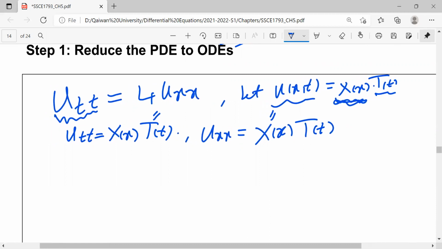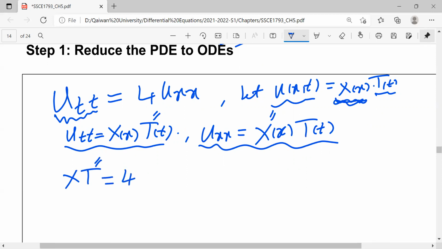Okay. Now we'll substitute these two into the partial differential equation. Our partial differential equation is u sub tt equals 4 times u sub xx. So that means X times T double prime equals 4 times X double prime times T.